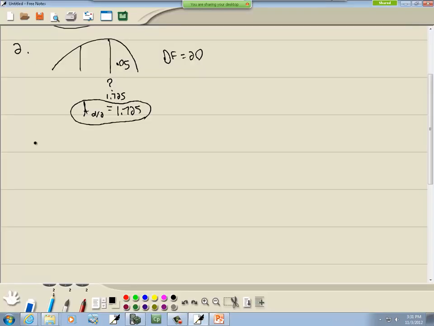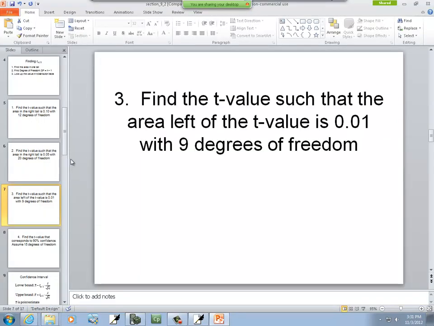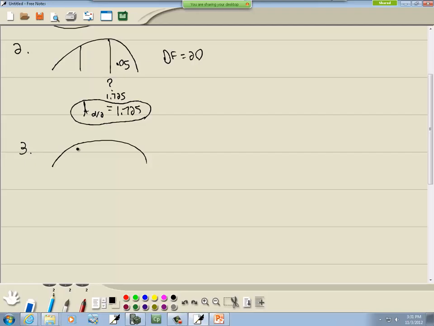Okay, number 3. It says find the t-value such that the area left of the t-value is 0.01. Left of it. So they're telling you the area to the left is 0.01, so they're really asking for the one here on the left side. And degrees of freedom is 9.